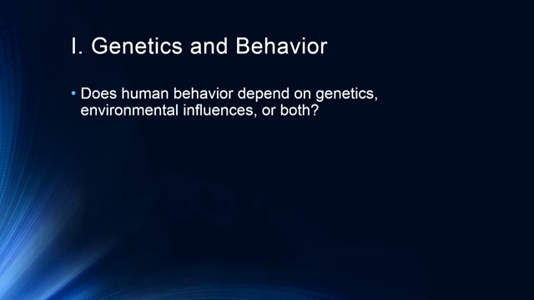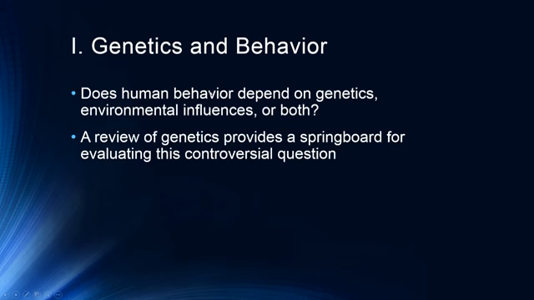So something being biological doesn't necessarily make it genetic, but the gene and environment interact in very complex and nuanced ways, as we'll see. So a review of genetics provides a springboard for evaluating those controversial questions, having a good background in all of this material. This helps us start to think about how genetics plays a role in the more complicated behaviors we'll talk about throughout the term.